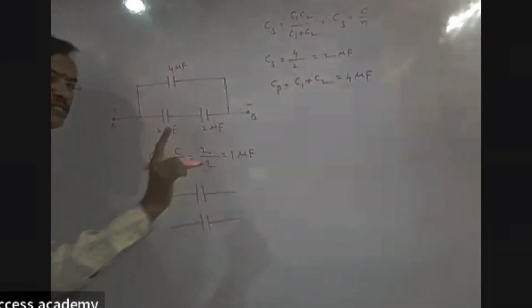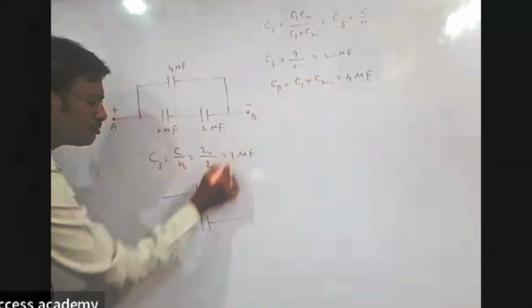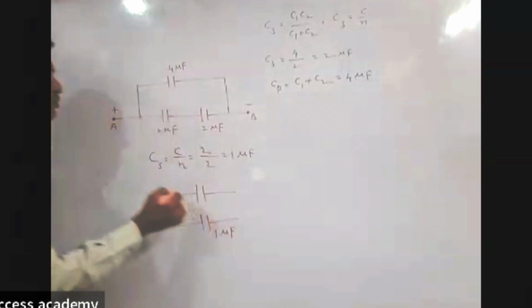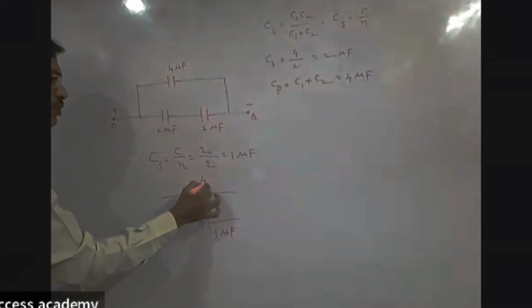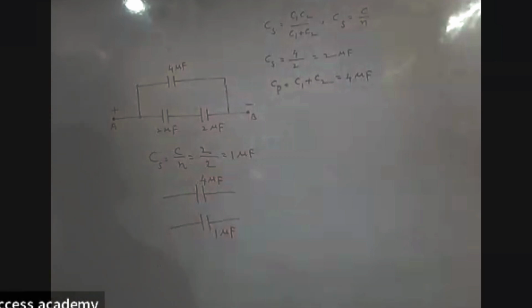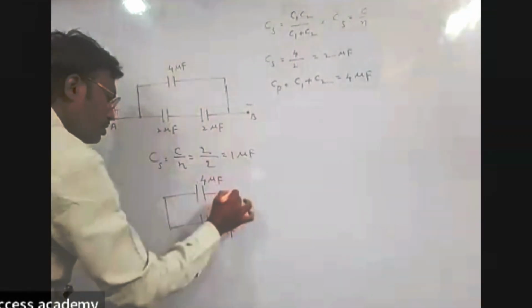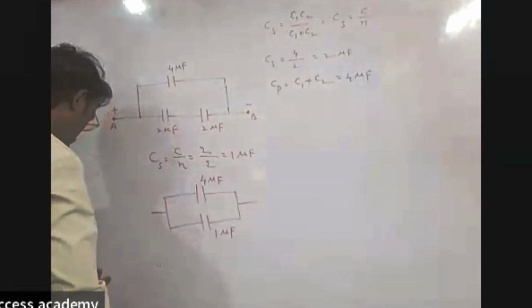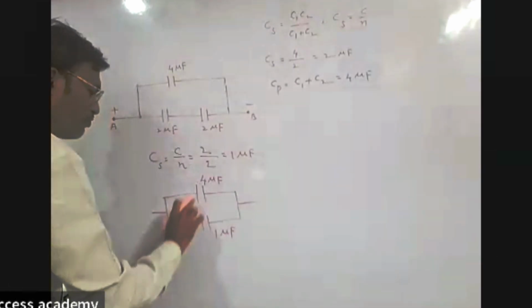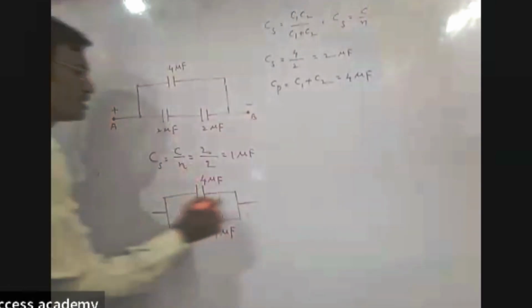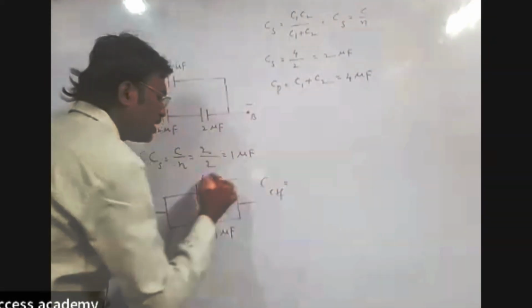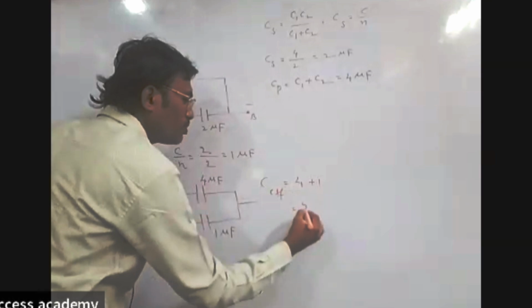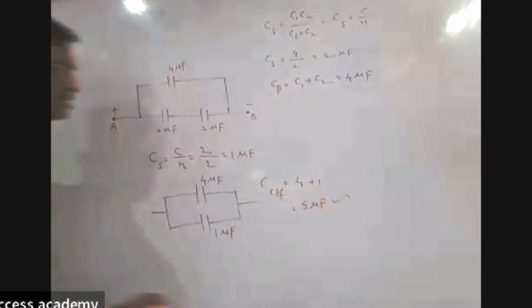So instead of these two capacitors, I'm taking only one capacitor, and that is nothing but 1 microfarad. Okay, and this is nothing but 4 microfarad. So 4 microfarad and 1 microfarad. The effective capacitance: C effective is equal to, both are in parallel combination, then 4 plus 1, that is equal to what's the value? 5 microfarad is the answer.